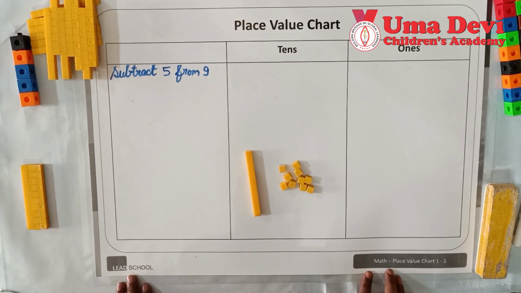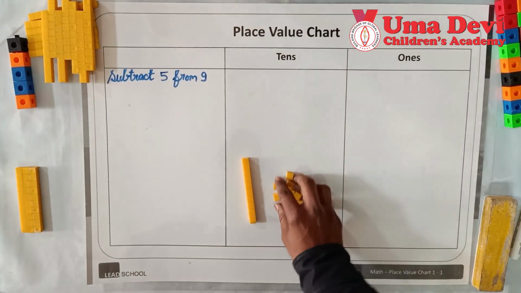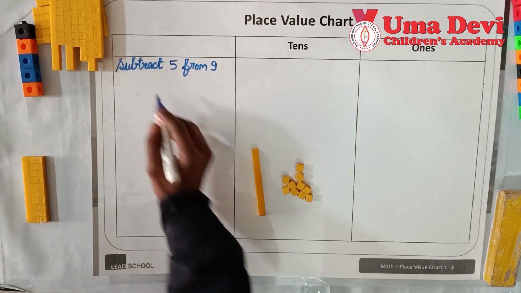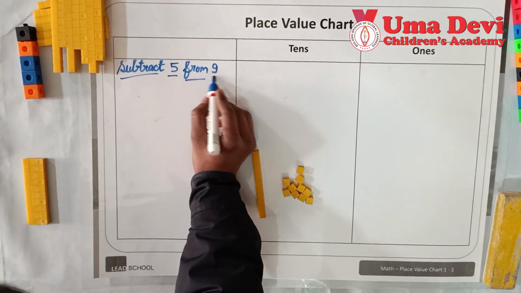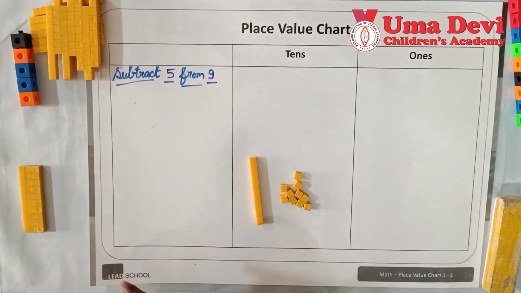So today we will do something new. So today we will discuss subtraction. So look at this question. It is written here: Subtract 5 from 9. So these are one digit numbers.